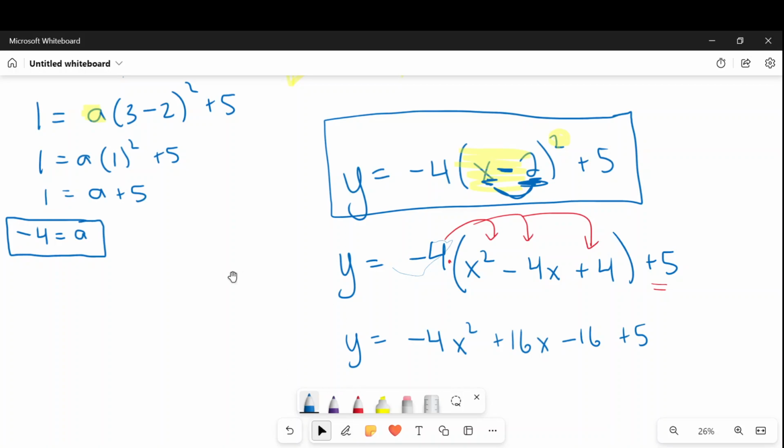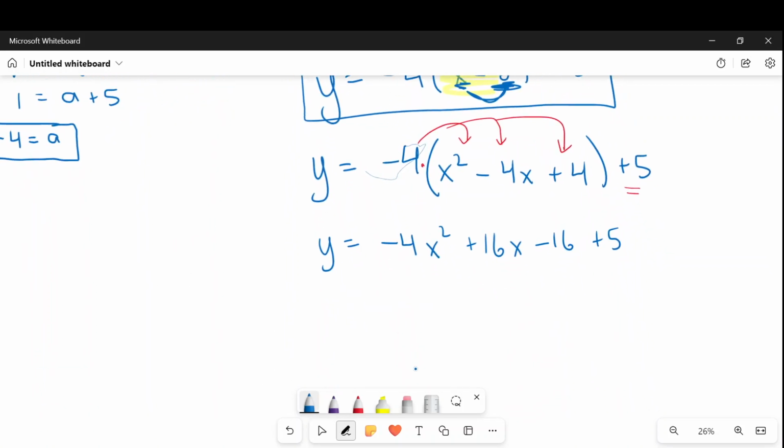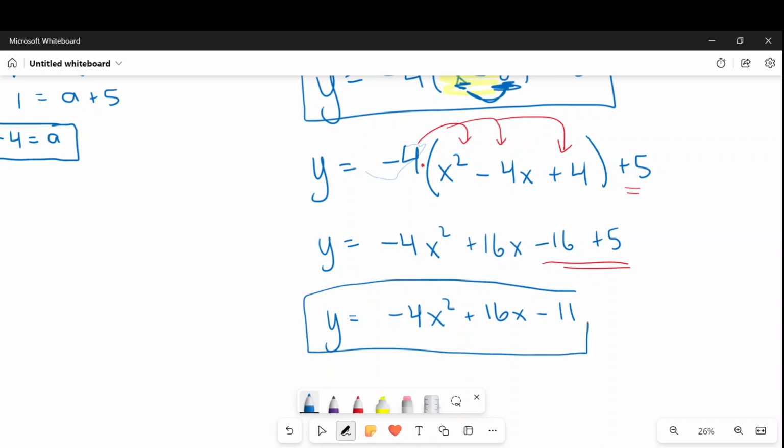And now the only other thing I need to do is to collect like terms, because at the end there I've got two constant values, values that don't have an x in them. Negative 16 plus 5 would be negative 11. That is the equation of the quadratic relation in standard form.